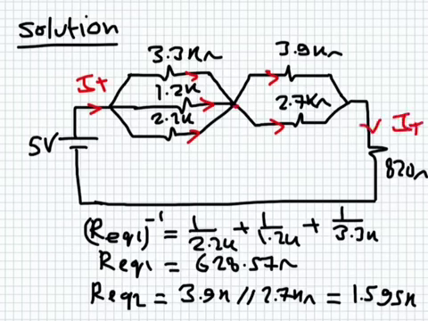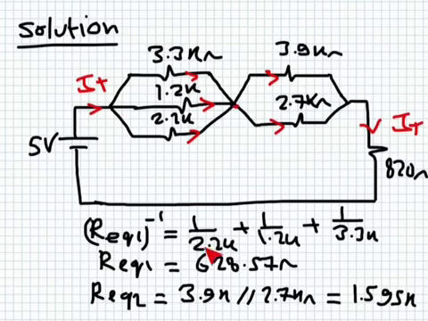So these three resistances are in parallel, and these two resistances are in parallel. So we can replace these three by just one resistance, and we can replace these two by just one resistance. For the equivalent combination of this one, we can use the law for parallel combination. 1 over R equivalent is 1 over 2.2K plus 1 over 1.2K plus 1 over 3.3K.